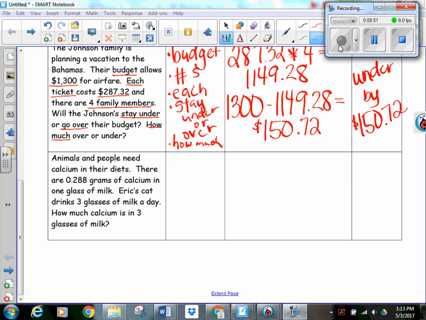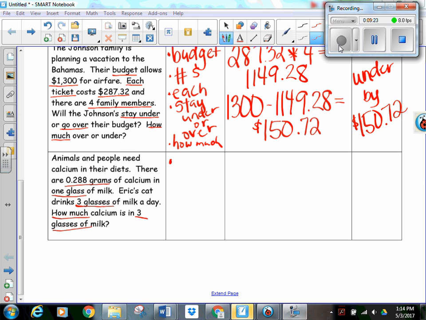All right, for the last problem, it says animals and people need calcium in their diets. There are 0.288 grams of calcium in 1 glass of milk. Eric's cat drinks 3 glasses of milk a day. How much calcium is in 3 glasses of milk? So important information I would underline is 0.288 grams of calcium in 1 glass. And we know that Eric's cat drinks 3 glasses of milk each day. So it says how much calcium is in 3 glasses.